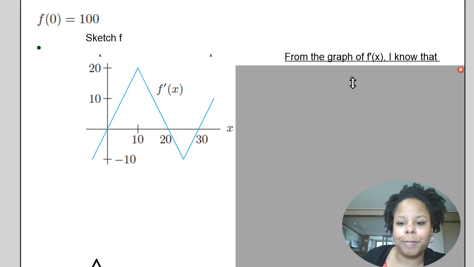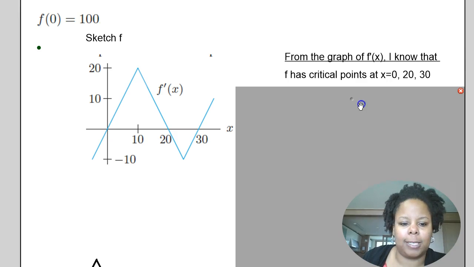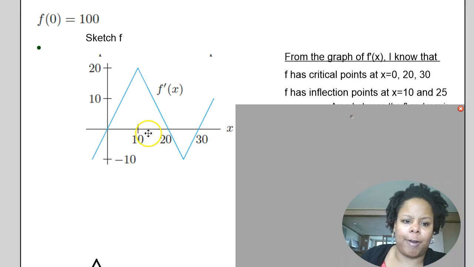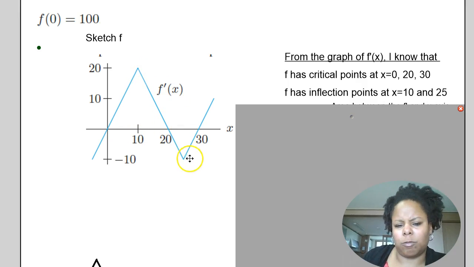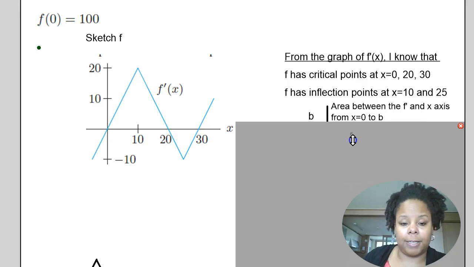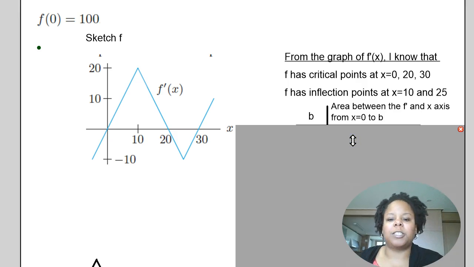the zeros of the derivative graph are the critical points of the original function. So I know that I have critical points at x equals 0, x equals 20, and x equals 30. I also know that the local maximum and minimum of the derivative graph are also the inflection points of the original graph. So that means that my original graph has inflection points at x equals 10 and x equals around 25.